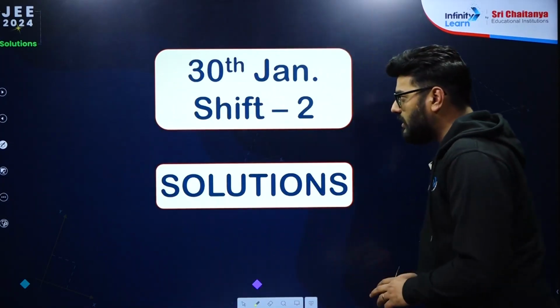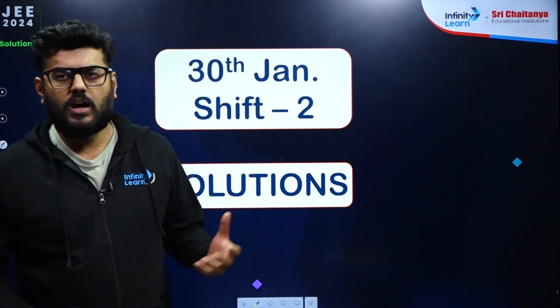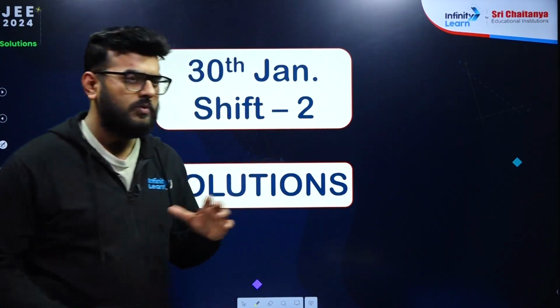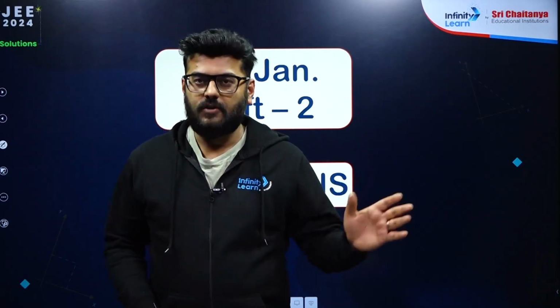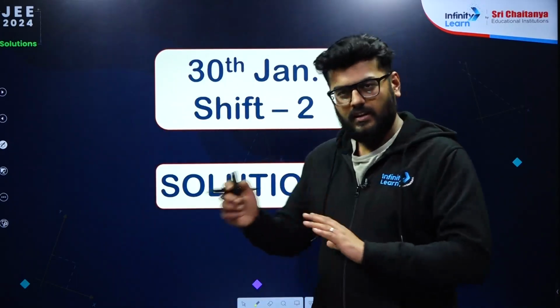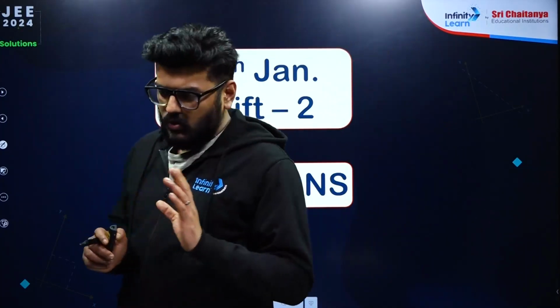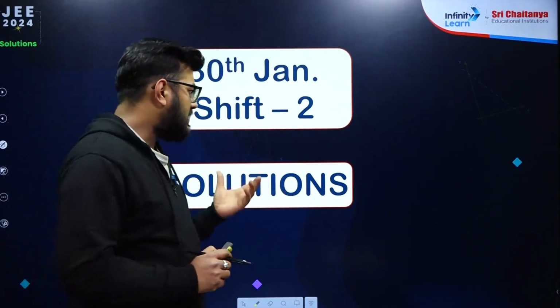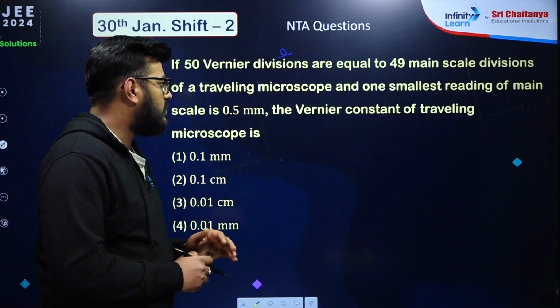So students, what we are going to start now is the discussion of 30th January shift 2, and we'll be looking into each and every question which was asked in this shift 2. Overall level of shift 2 for physics was around mediocre level. What I can say is not very easy questions were asked. Questions were good of the mediocre level, and as compared to the previous shifts, this was having some good questions as well. So it was easy to moderate level, and now let's start with the discussion of the very first question which we have over here.